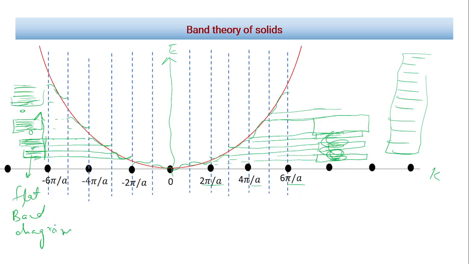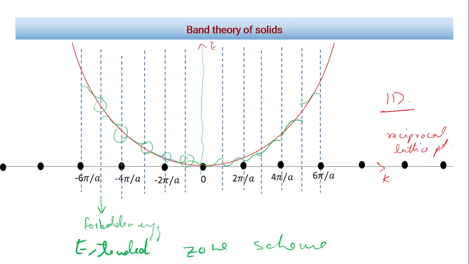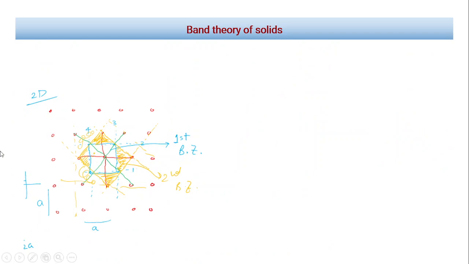Flat band diagram. Okay. And then if we talk about Brillouin zone, so already I told you, like in 2D reciprocal lattice, we had seen that this is first Brillouin zone, this is all these four together is second Brillouin zone, and further if we construct, we'll see more.